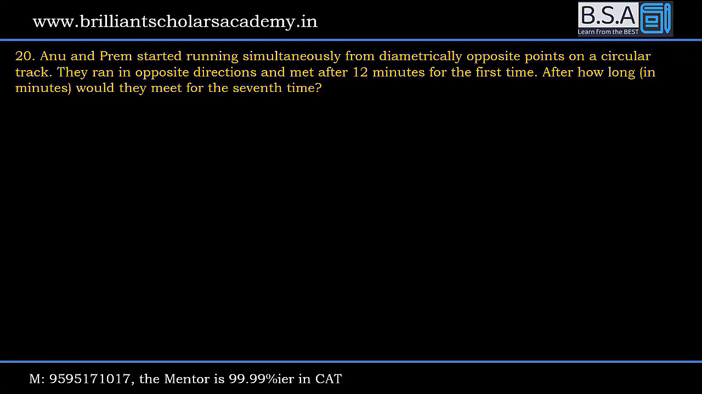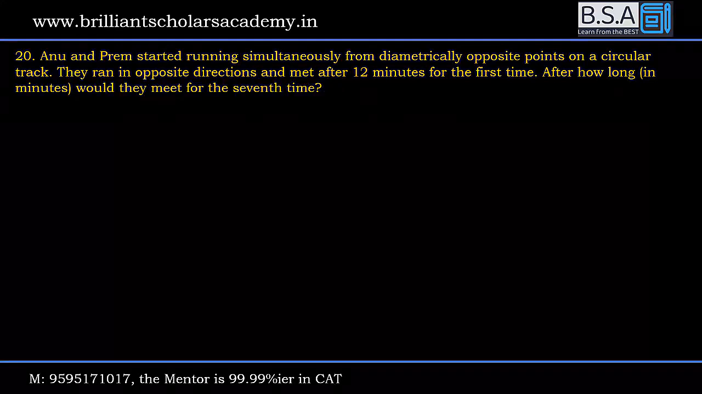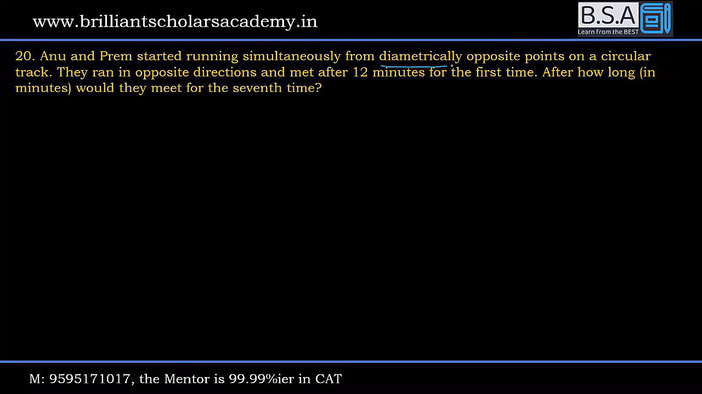Anu and Prem started running simultaneously. Be careful. From diametrically opposite points on a circular track. They ran in opposite directions and they met 12 minutes after for the first time. How long in minutes would they meet for the 7th time?